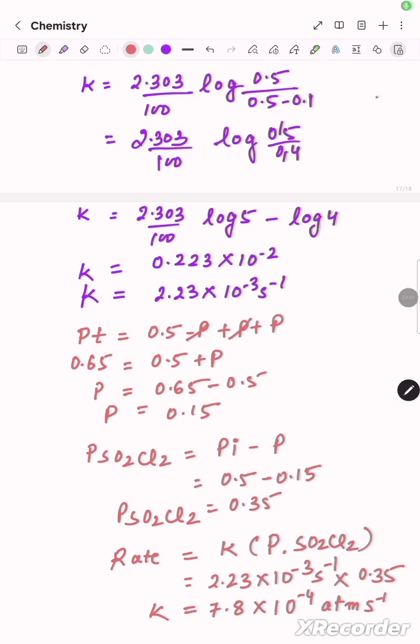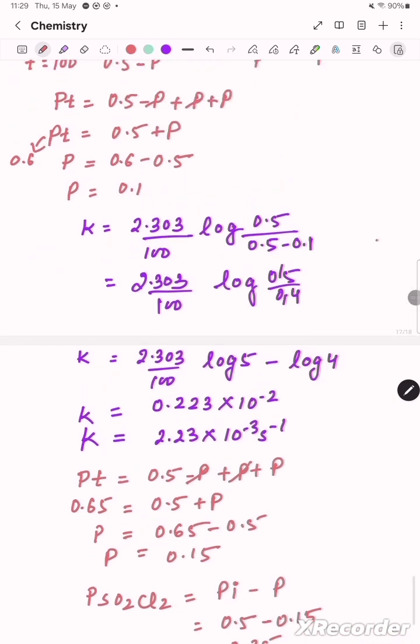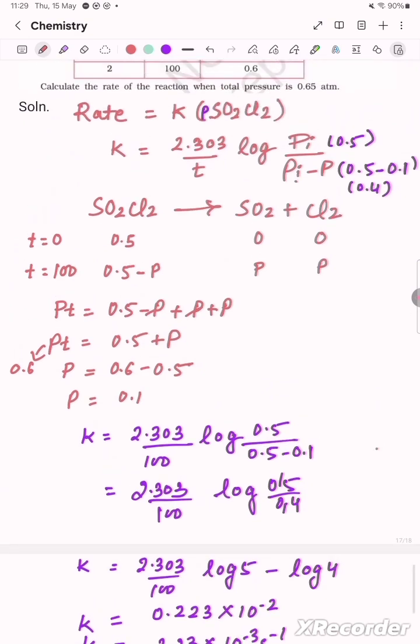So this is how you will calculate the rate value. Sorry, 7.8 times 10 to the power minus 4 is not the rate constant, it is the rate value, because the rate constant is this, and from it we calculate the rate value. This is how you will solve the rate value question regarding pressure.